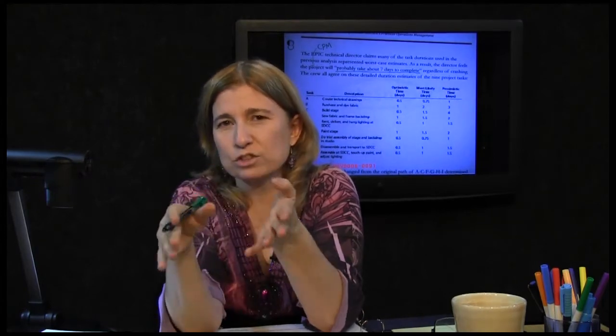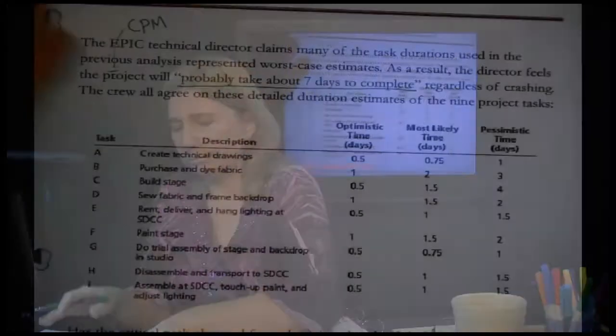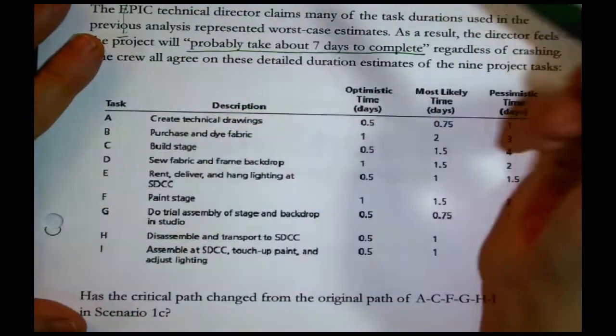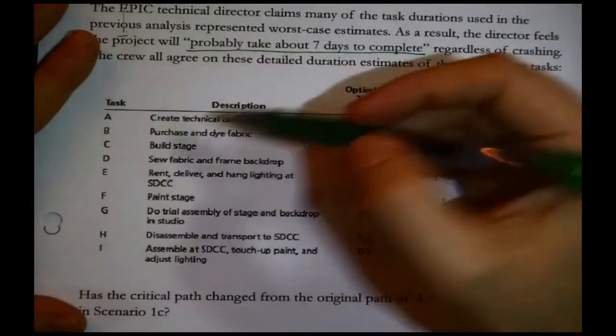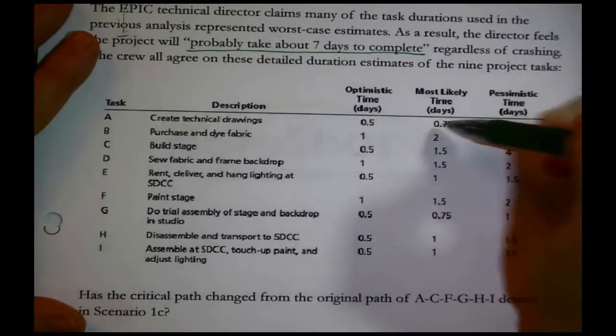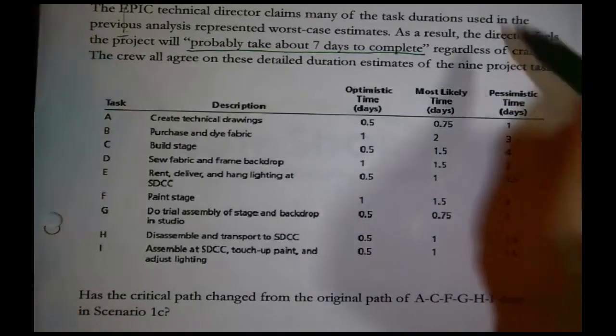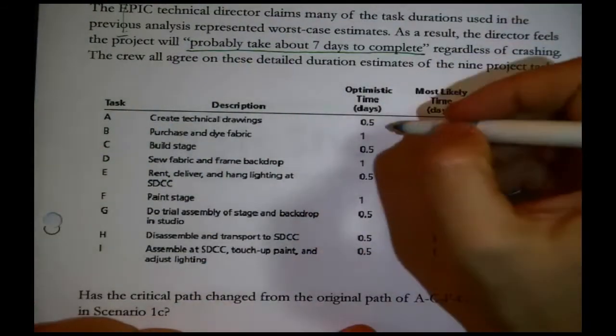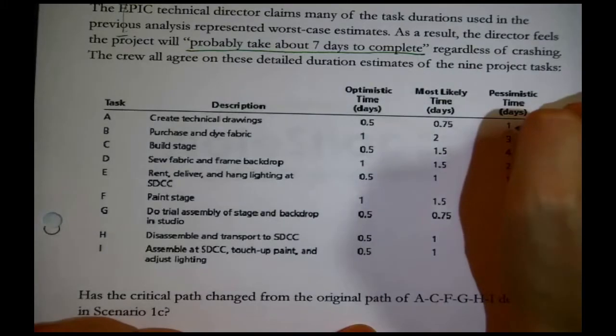Look at the structure of the data. These are the 9 tasks of the project. Oh, okay, that hasn't changed. What we have though is 3 different estimates of time. For each one of the tasks, we basically have 3 different answers to how long it will take.